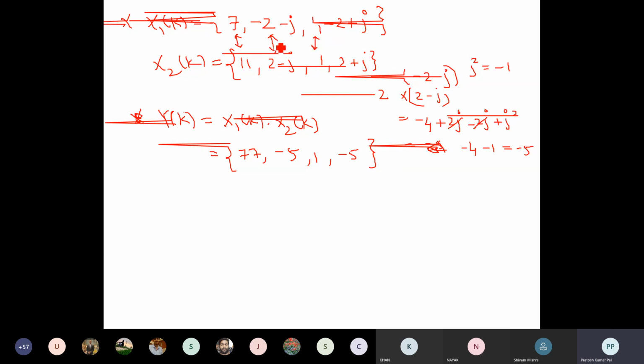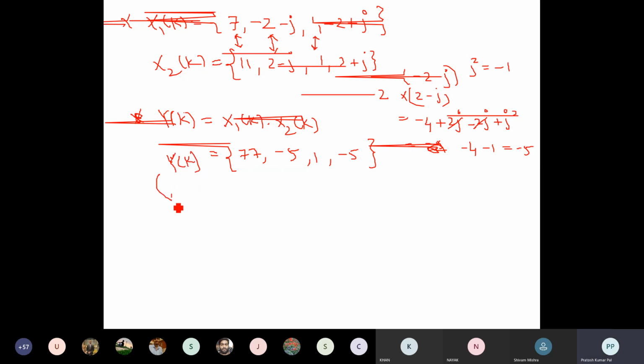Okay, so in this way we need to multiply. So the individual value at a particular time interval will be multiplied. So this sequence will be multiplied by this one. Each individual time period sequence will be multiplied by each other. And after multiplying it, we will be getting this one. So this will be your y of k.